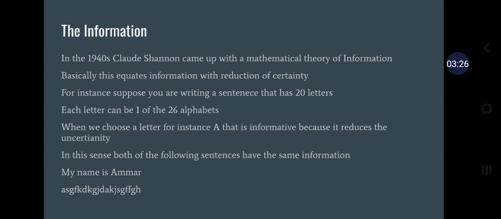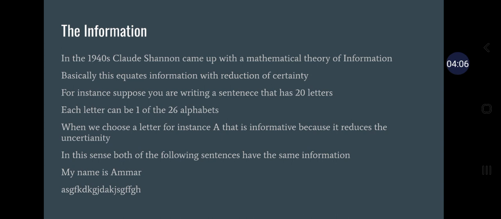Now, before I go further, let me explain the definition of information and how that is involved here. In the 1940s, Claude Shannon came up with a mathematical theory of information. In this theory, information is equated with a reduction of certainty. What this basically means is that one outcome is selected from a set of possible outcomes. For instance, suppose you are writing a sentence that has 20 letters. Each letter can be one of the 26 letters of the alphabet, right?